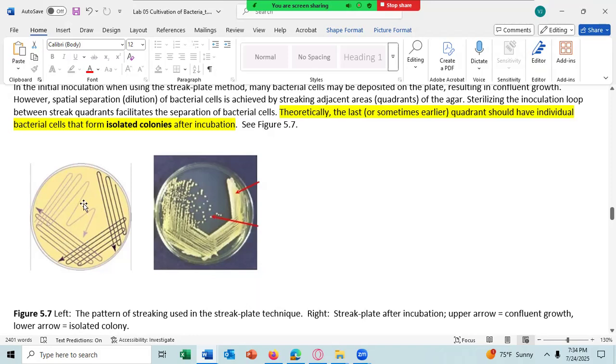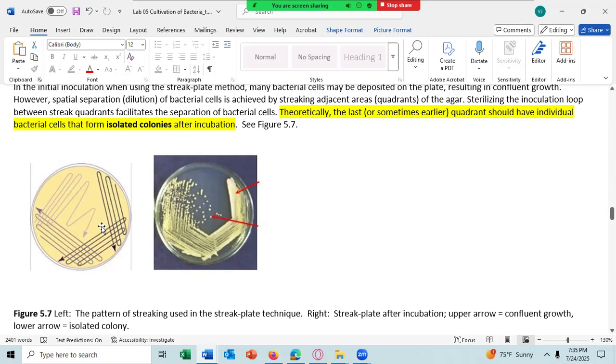I had a question. Uh-huh. So is the quadrant method the only pattern or way to do the streak plate technique? No, you usually use either the quadrant method or, what is it, the 3-sector method? I don't remember what that's called. Trisector maybe? I don't know. Usually you do 4 quadrants or 3 sectors.